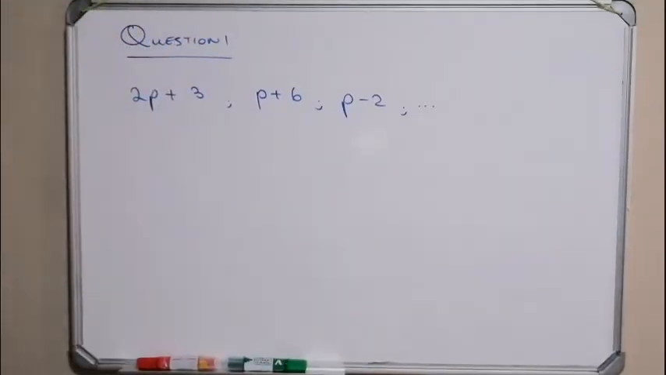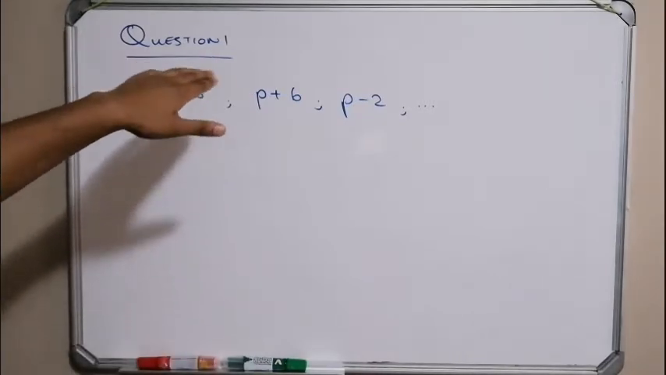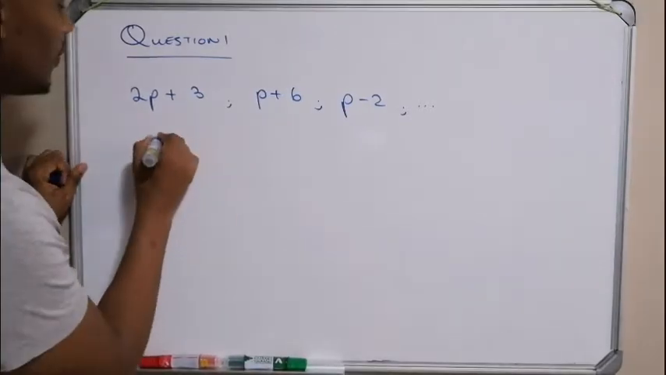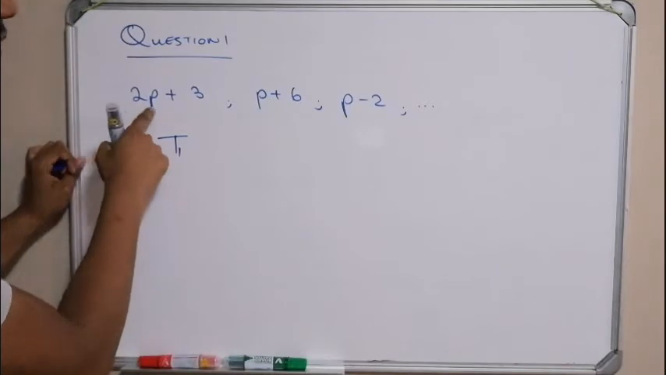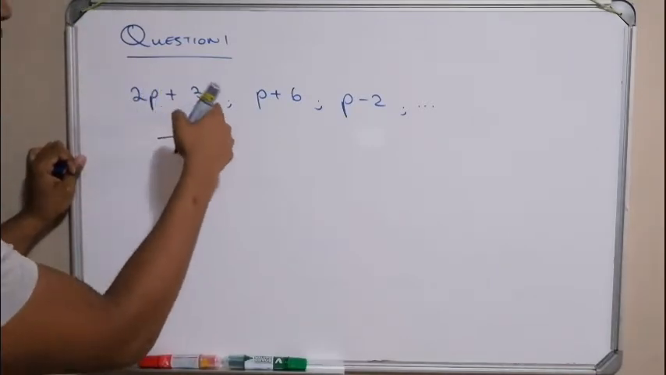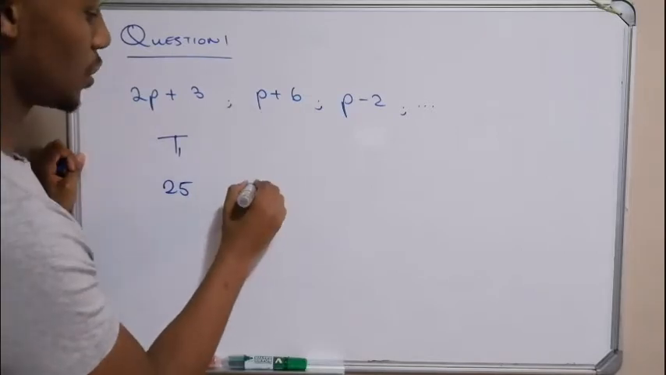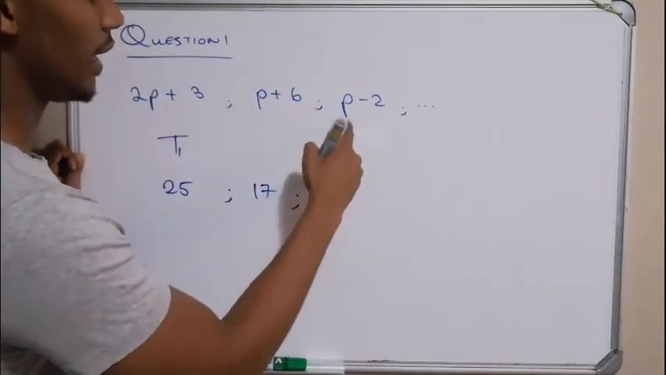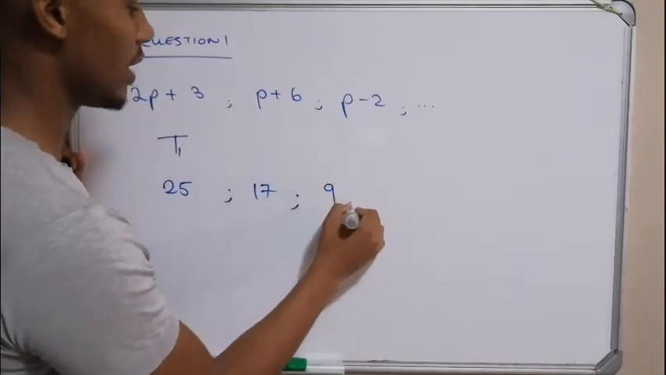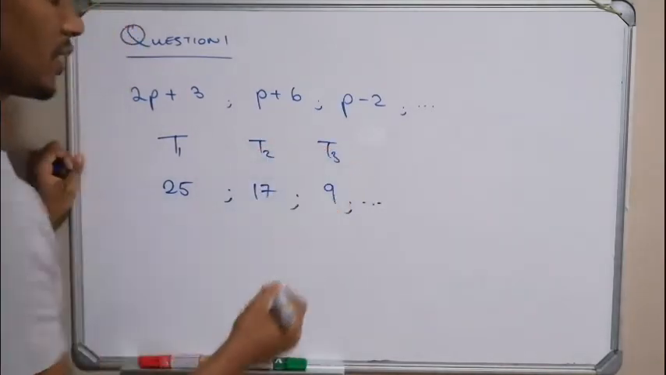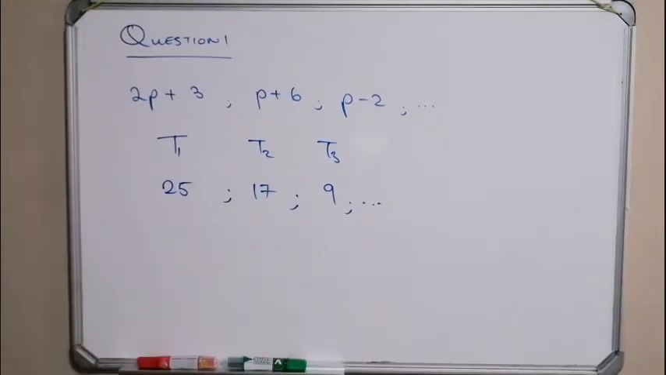Let's now substitute the fact that we know p is equal to 11 into our terms and actually work out what the first, second, and third term is. Okay, so our first term is going to be 2 times 11, which is 22, plus 3, that's 25. 11 plus 6 is just 17. And 11 minus 2, that's just 9. So this is the first 3 terms of our pattern.